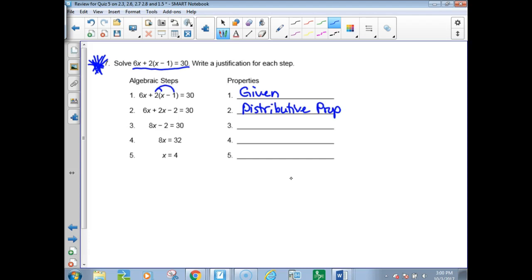Oh, I won't take off if you didn't write property. The next line, what are you doing to get to 8x? We're just simplifying. All right.